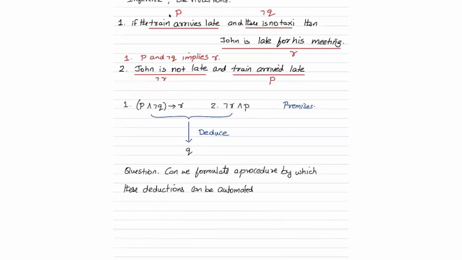Now, if you use your semantics, then it is pretty straightforward to deduce Q, right? But the question that we want to ask is, can we formulate a procedure by which these deductions can be automated? Or in other words, I don't want to use the semantics. Can I do these kinds of deductions using just the syntax of the logic? That's the basic idea behind inference, and these are called proof systems.